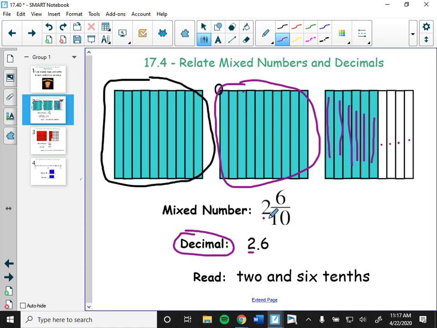2 in our ones column, and we have 6 in our tenths column, right? 6 tenths. So how you would read that is 2 and, remember the and, 2 and 6 tenths. So very similar to our fraction, we just use our decimal place values.